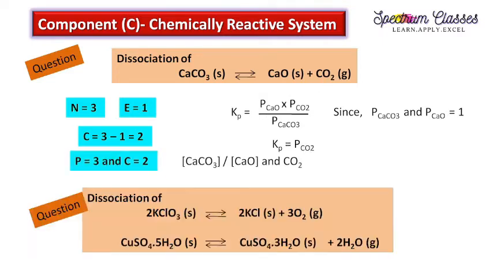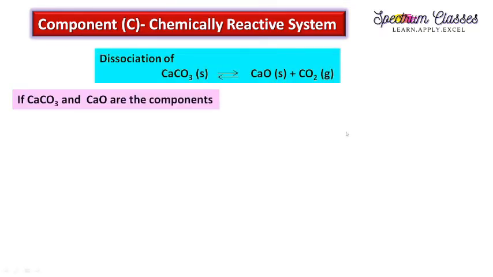I will give you some more examples which are of the same type. Here KClO3 dissociates into KCl solid plus oxygen gas. Copper sulfate pentahydrate dissociates into copper sulfate trihydrate solid and water vapor. In this case, crystalline water is released. So the dissociation of calcium carbonate is a 2-component system. This is given in several textbooks I have come across.